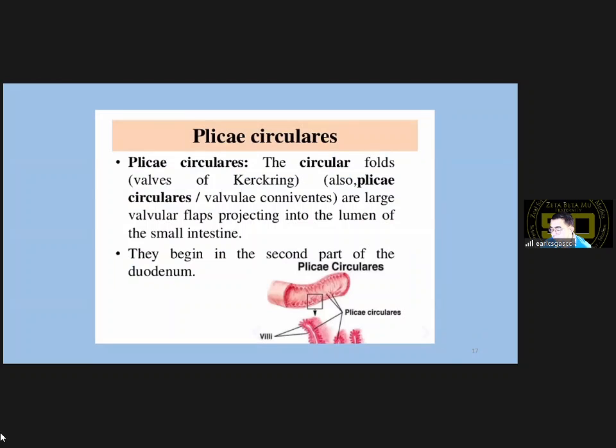Another important feature of the small intestine are the plicae circulares, or circular folds, or the valves of Kerckring, or valvulae conniventes. These are large valvular flaps projecting into the lumen of the small intestine. Actually, they begin in the second part of the duodenum. So this is a distinguishing feature of the small intestine, the plicae circulares.